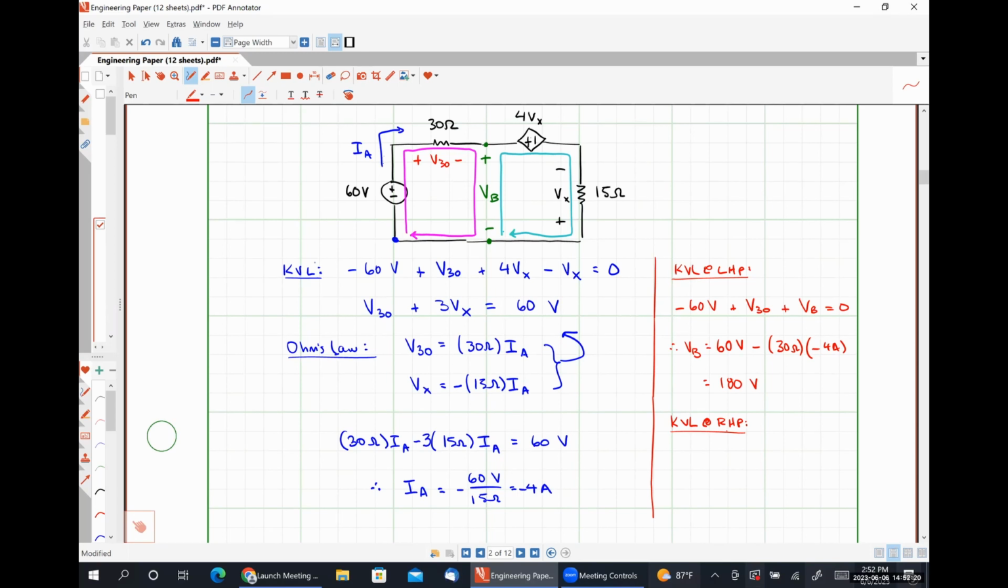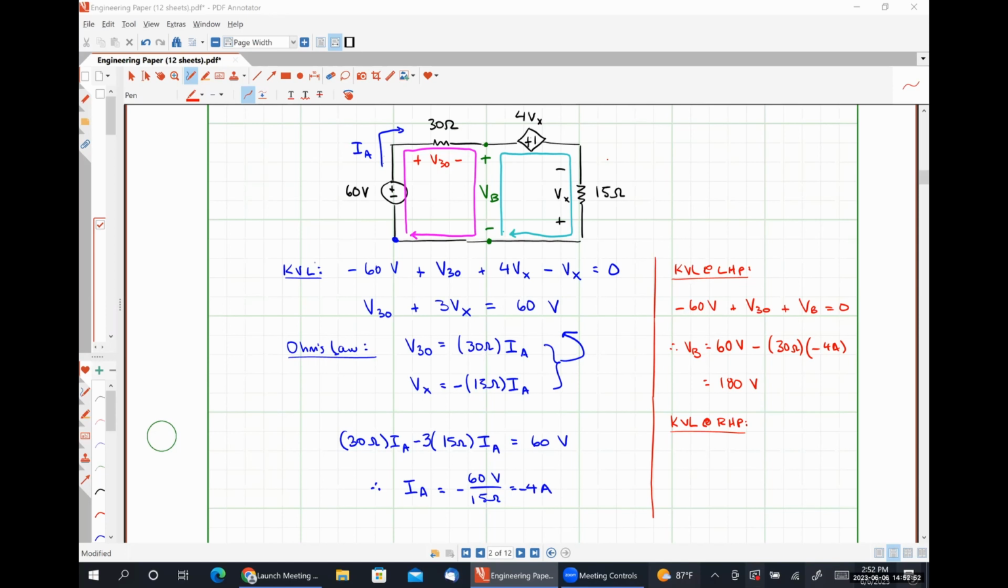sorry, let me see what's going on in chat here. Once we know the current IA, both ways are equally as easy, in my opinion. And in fact, we can't do this until we know the current IA. There's going to be slightly less substitution with the path that doesn't contain the dependent source, but in the grand scheme of things, it's not going to matter at all.